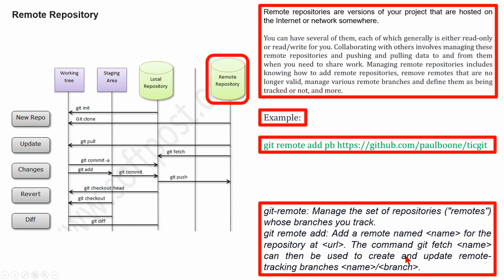As an example, we can consider this one: git remote add pb https://github.com/paulboon/ticket. Here git remote manages the set of repositories, remotes, whose branches you track. Git remote add adds the remote name for the repository at URL. The command git fetch name can then be used to create and update remote tracking branches name/branch.